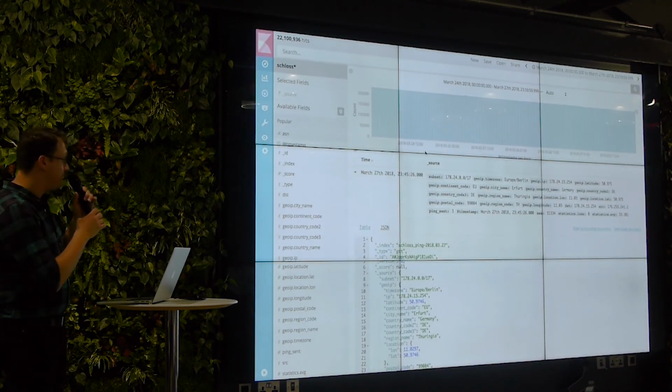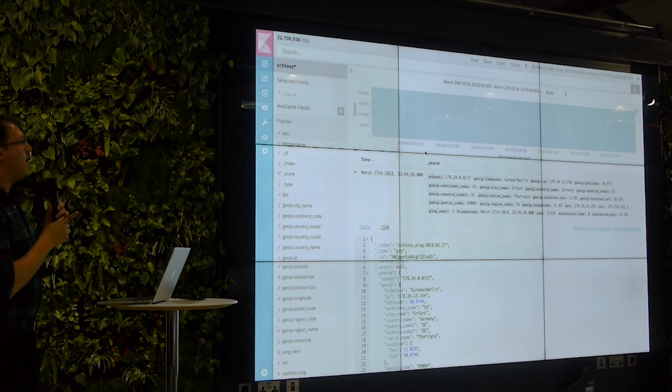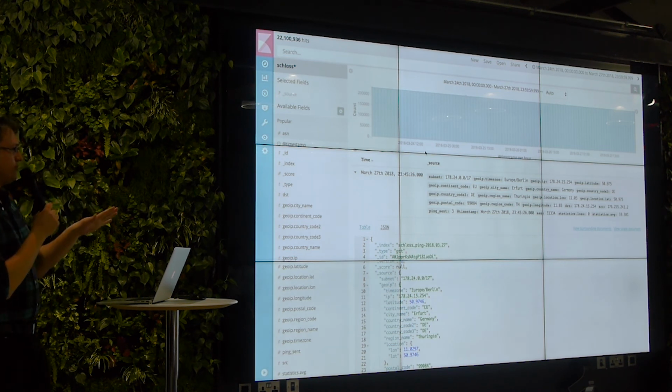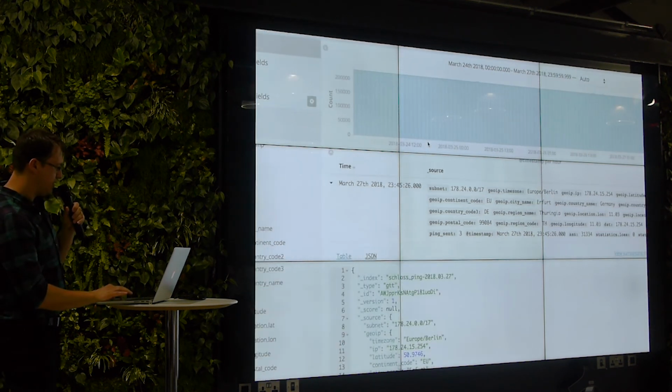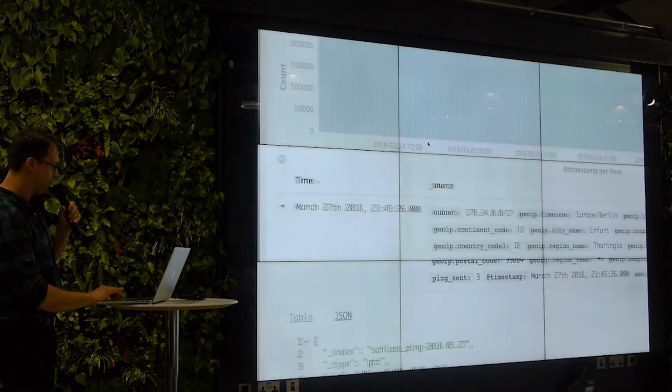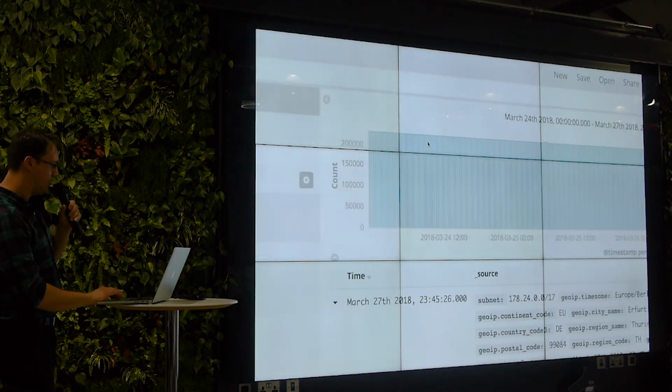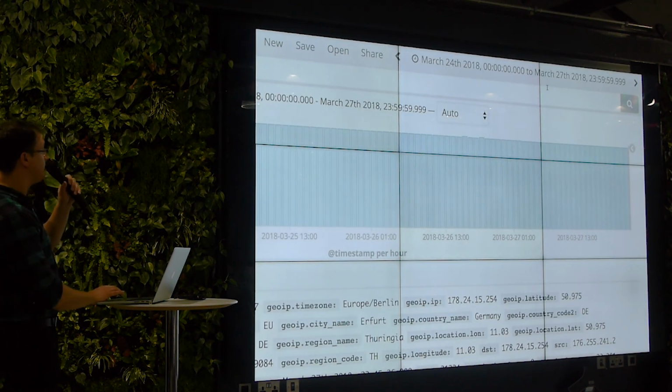Yeah, this is, for example, a running instance. This is not taking the measurement from all over the world. This is a targeted measurement. Let me have a look. So this is the Kibana interface.